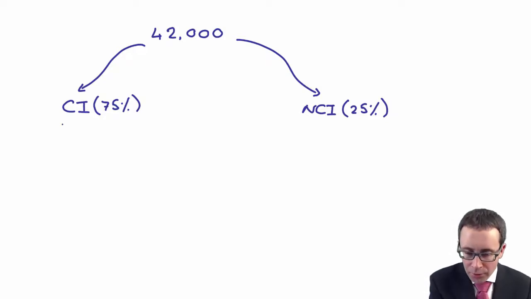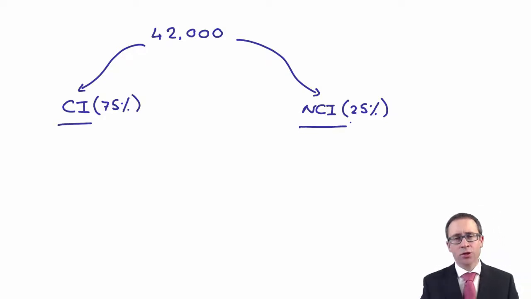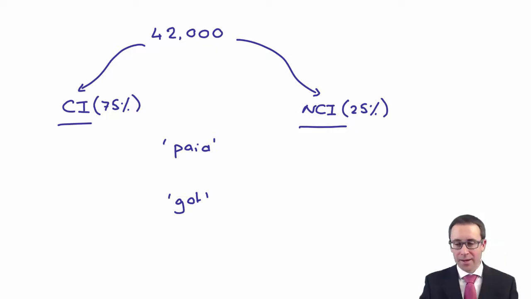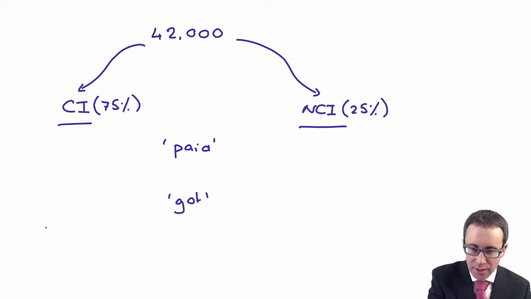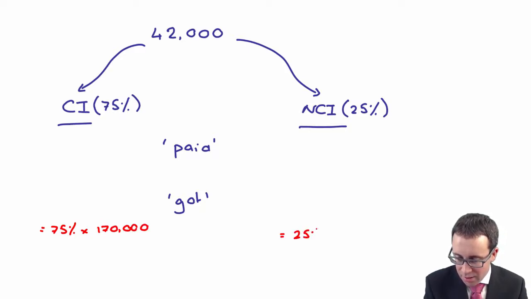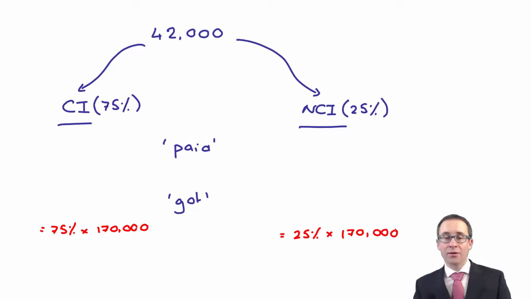Okay. And what I'll do is I will show how we calculate it, and I will show how the magic then ties it into the goodwill calculated under the proportionate share of net assets. So what you've got is goodwill, and its simplest way is looking at what we've paid compared to what we've got. Okay. So what we've got essentially is our share of the net assets. So here, 75% of 170,000. And for the NCI, that's 25% of 170,000.